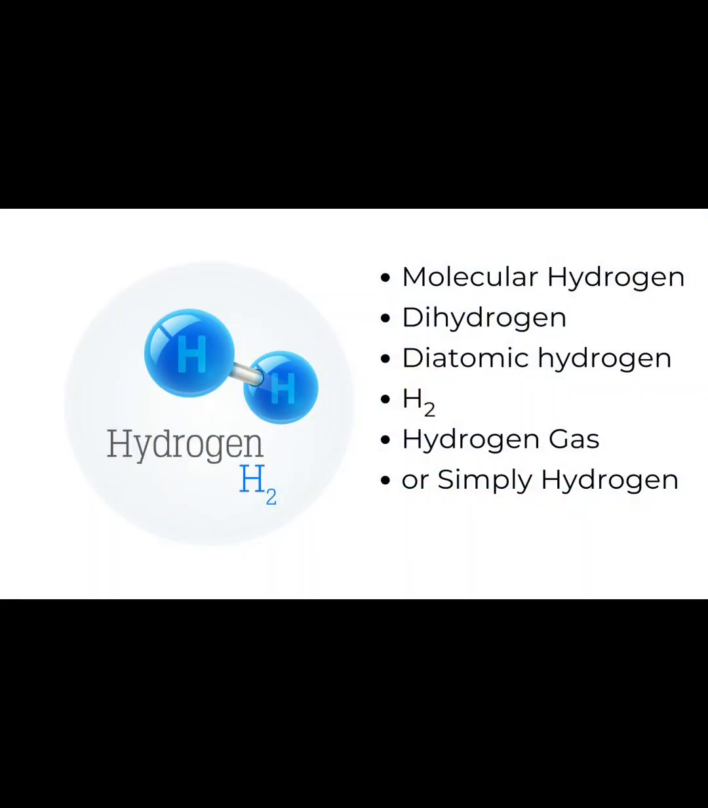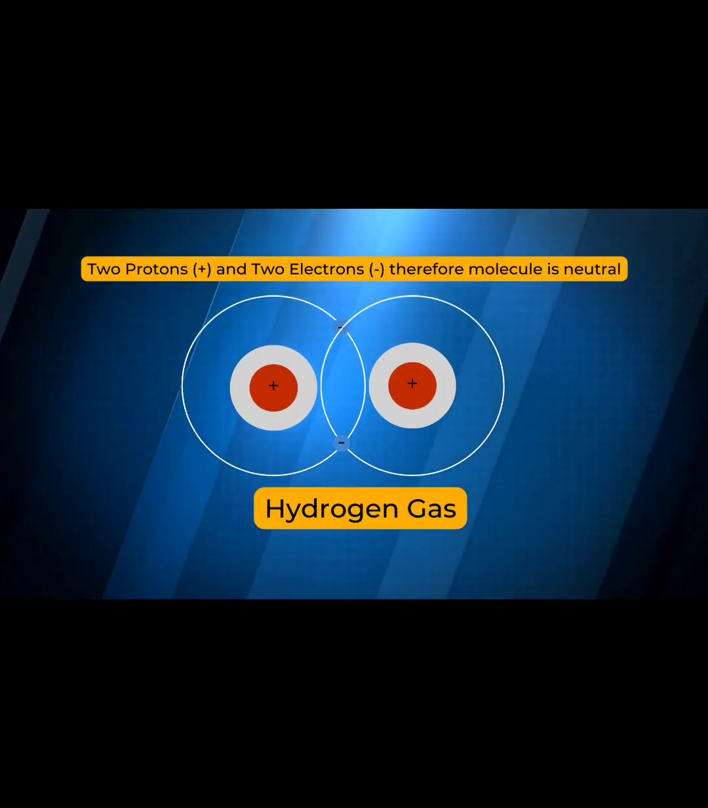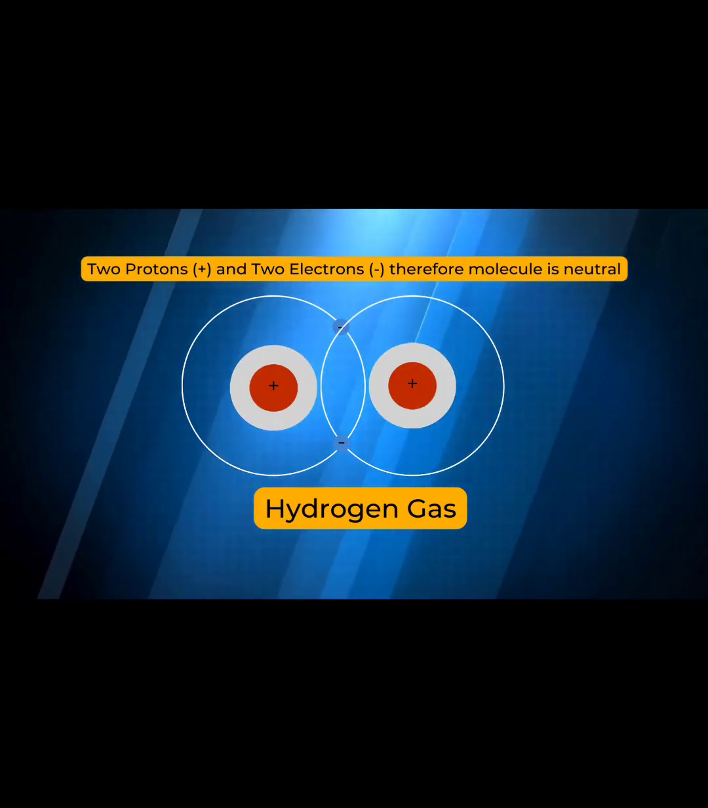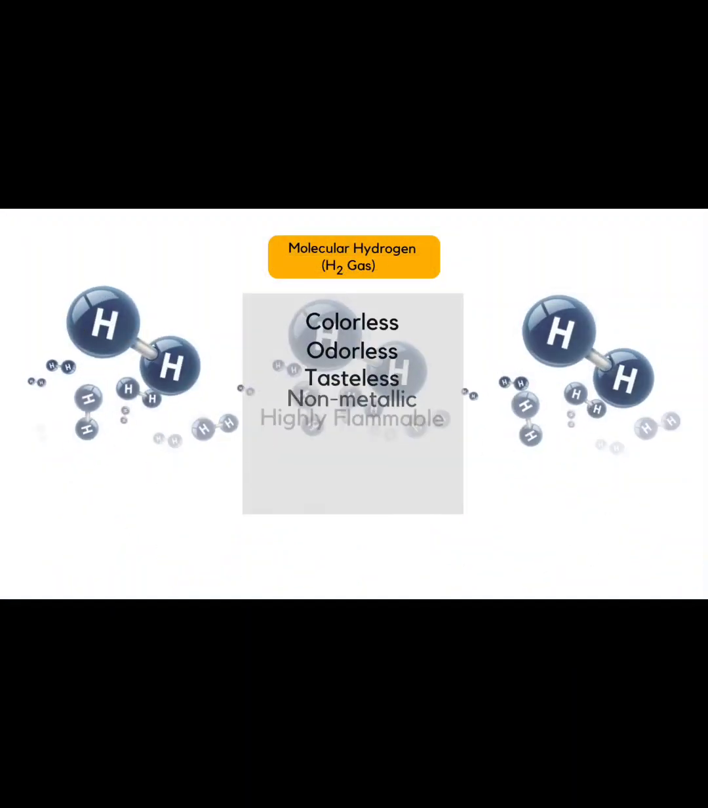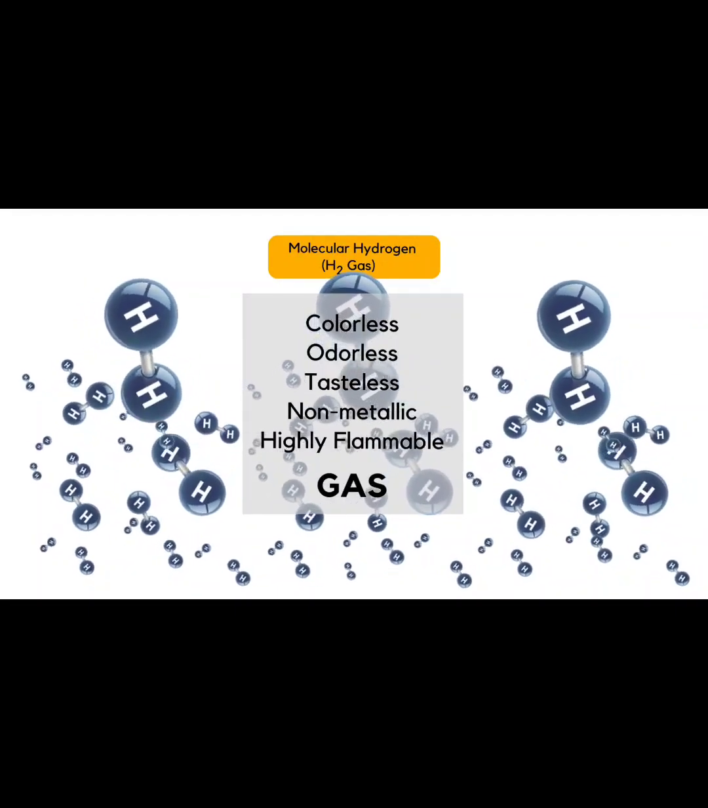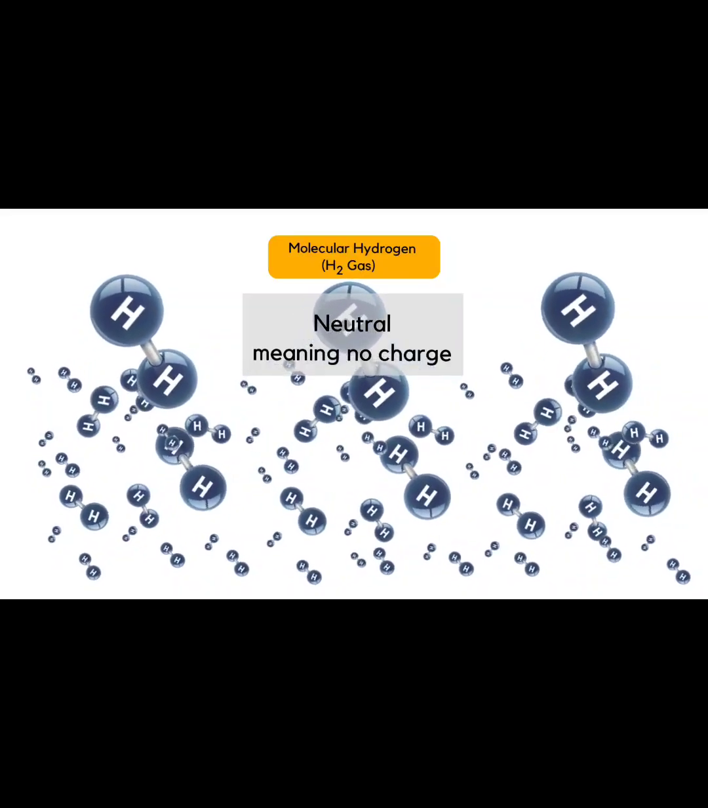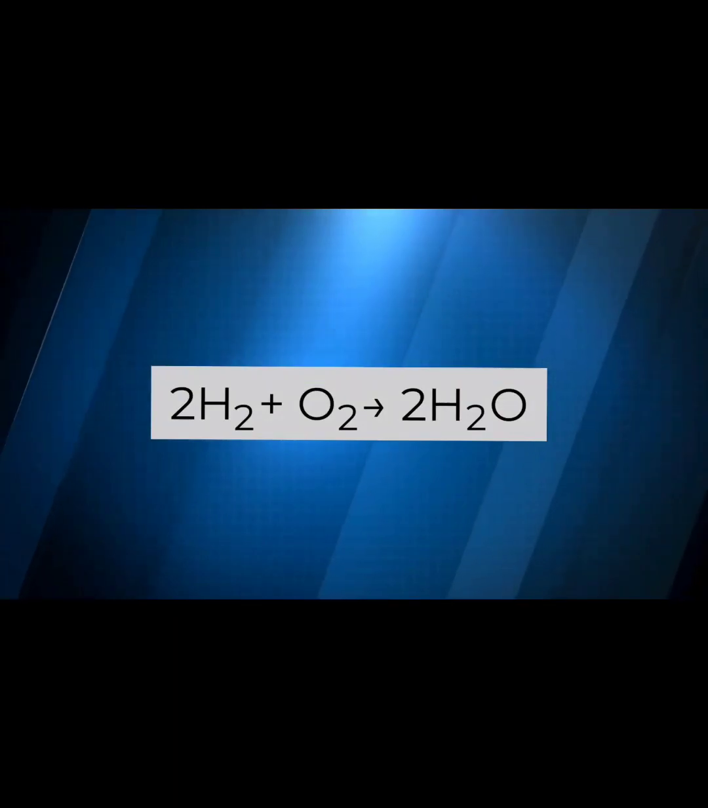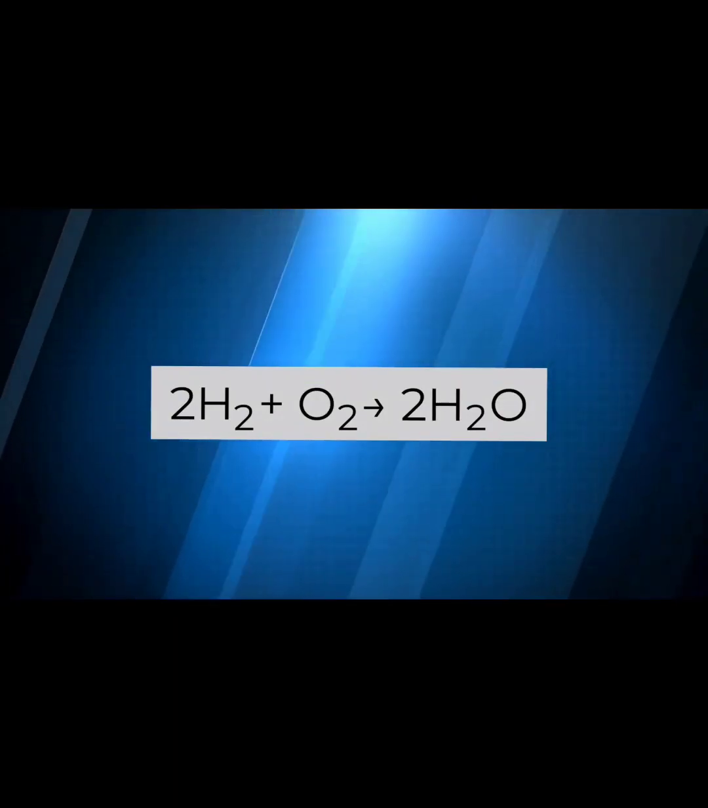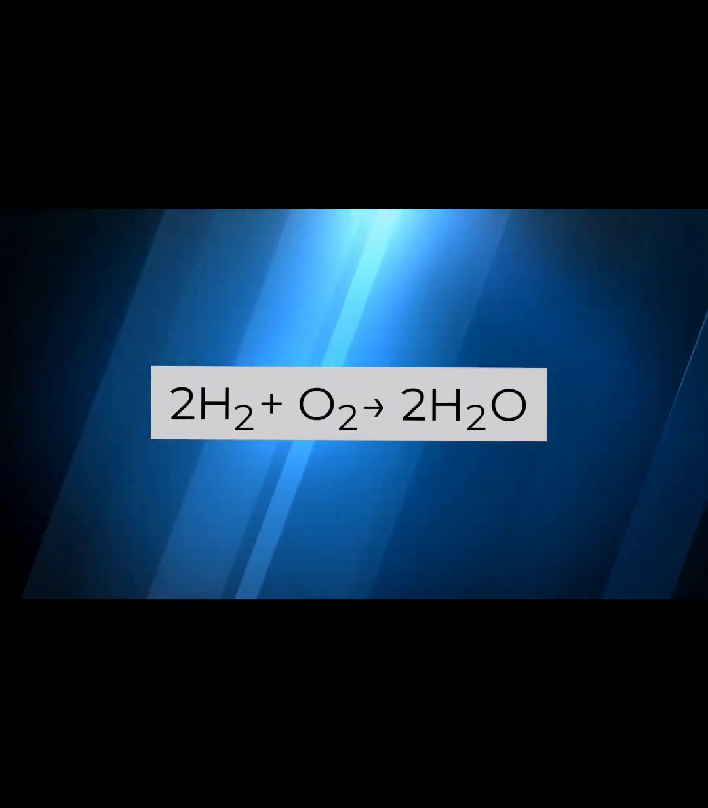Molecular hydrogen is sometimes also called dihydrogen, diatomic hydrogen, H2, hydrogen gas, or simply hydrogen. The hydrogen molecule contains 2 protons and 2 electrons, making it a neutrally charged molecule. It is a colorless, odorless, tasteless, non-metallic, highly flammable gas. It is a neutral molecule, so has no charge, and it is quite stable, unless you ignite it in the presence of oxygen. If you do, then it explosively combines with oxygen to form water as shown in the equation here. So, yes, H2 gas is explosive.